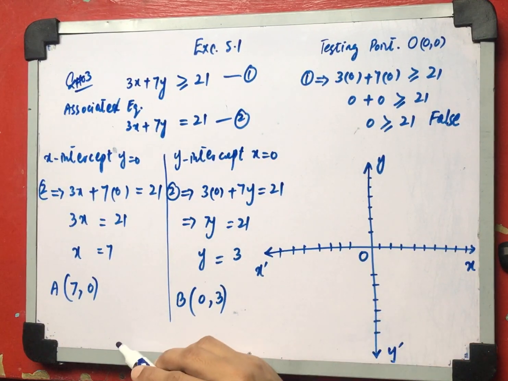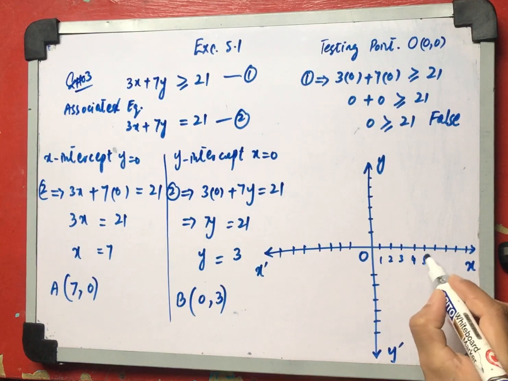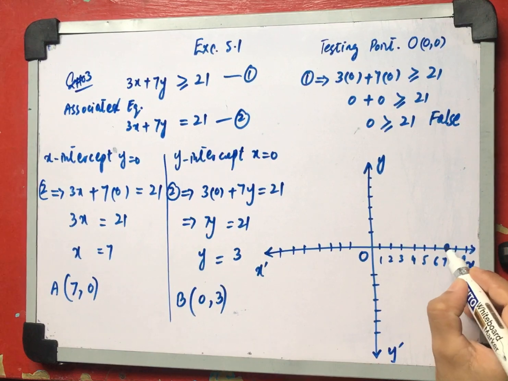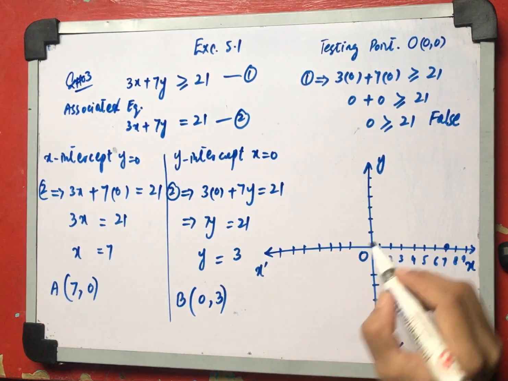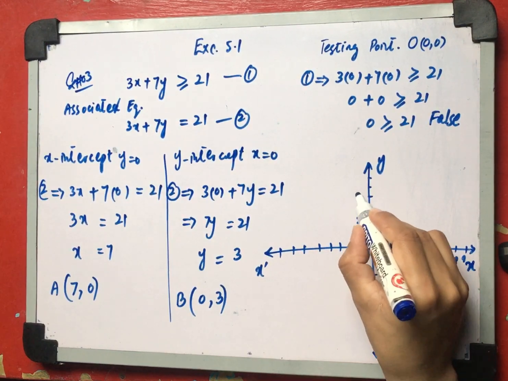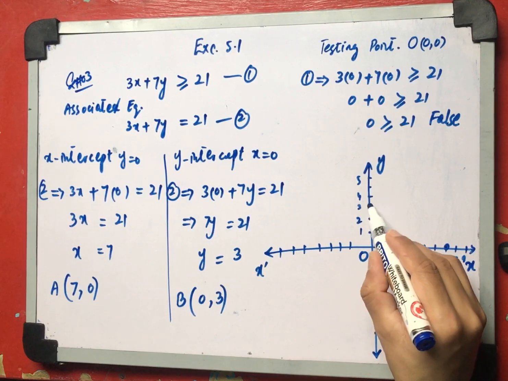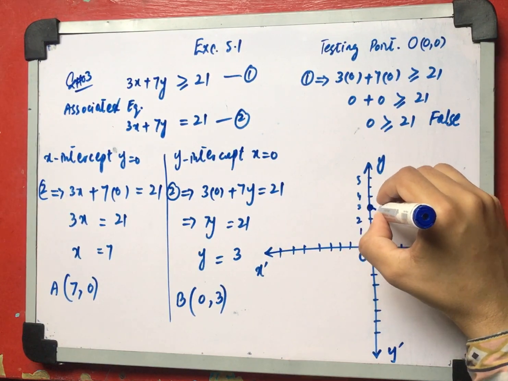Okay, point A is (7, 0). So this is 1 2 3 4 5 6 7 8 9, and this is (7, 0). Here x is 7 and y is 0. B is (0, 3): 1 2 3 4 5. This is 0 and this is 3. So we have to join these 2 points together.